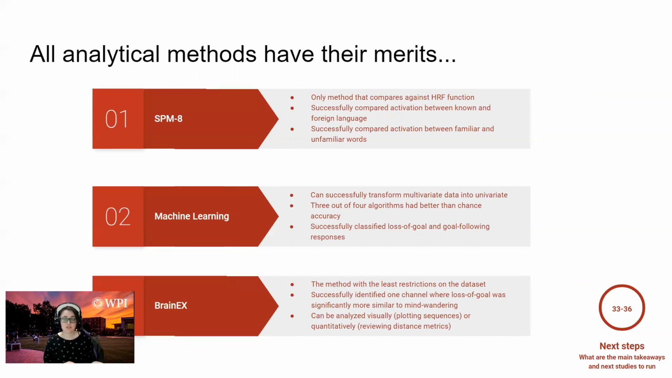And it can be analyzed visually with plotting sequences or quantitatively with reviewing distance metrics. Machine learning usually is just quantitative. You can visualize it, but it's not as intuitive. With SPM8, you can have a quantitative representation of it, but again, it's not really that intuitive to do so. It's just a bunch of t-scores. So that's kind of where BrainX is better than both, being a combined system of the two.